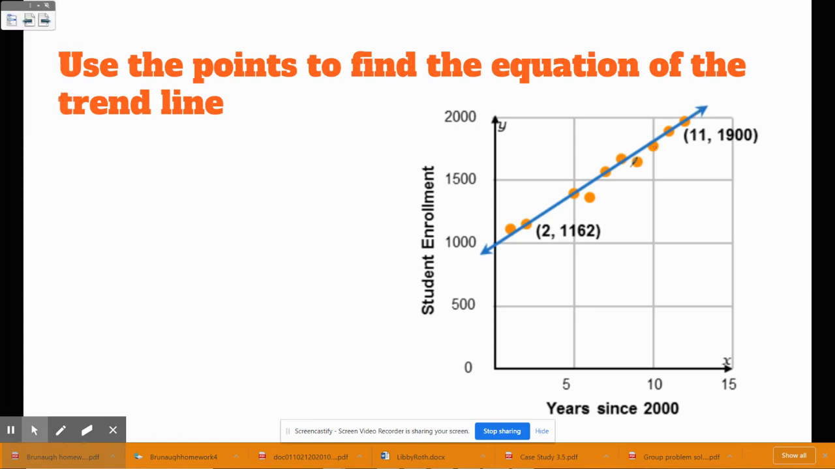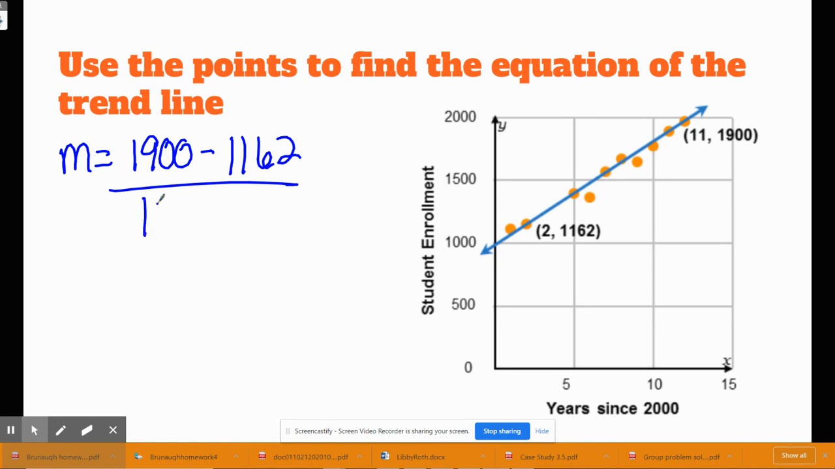Another practice, they gave me the 2 points. They drew a line. Their line looks like it's similar to mine, but their points were a little bit different. So let's use this one. Let's find the slope first. That'll be 1,900 minus 1,162 over 11 minus 2.